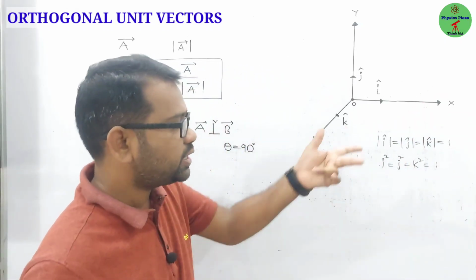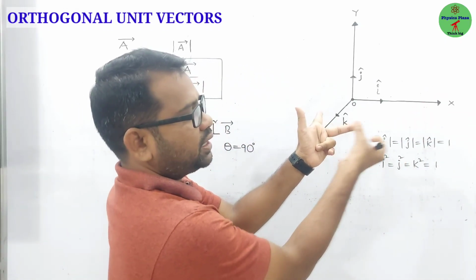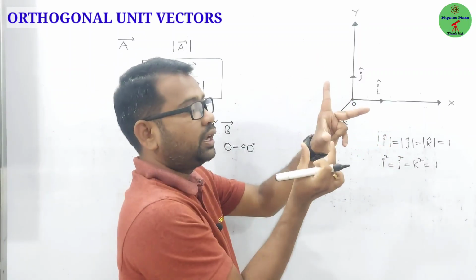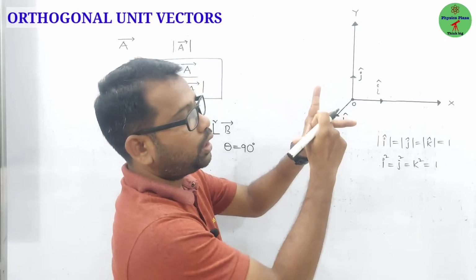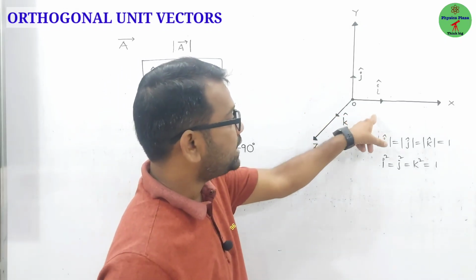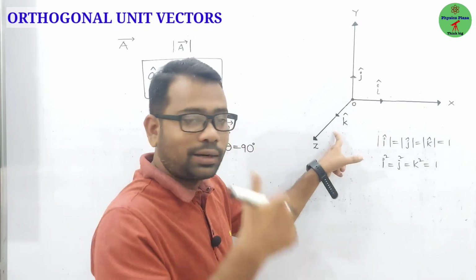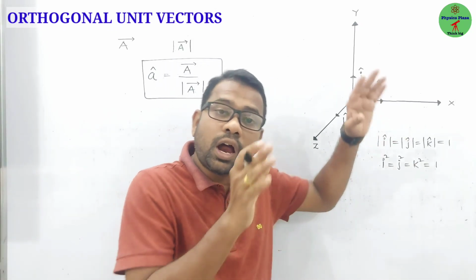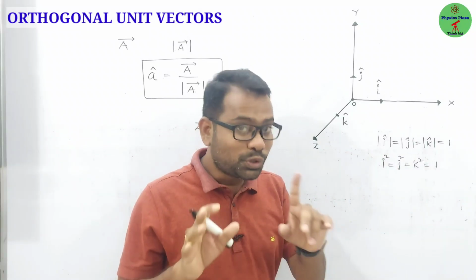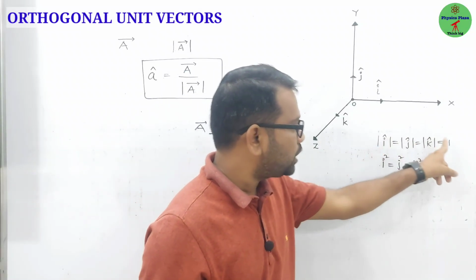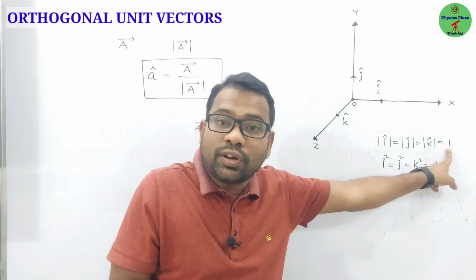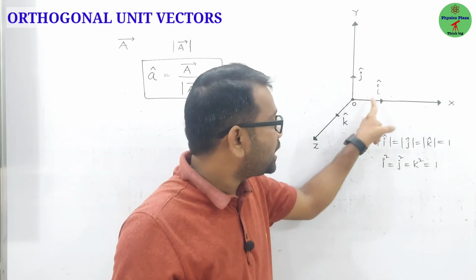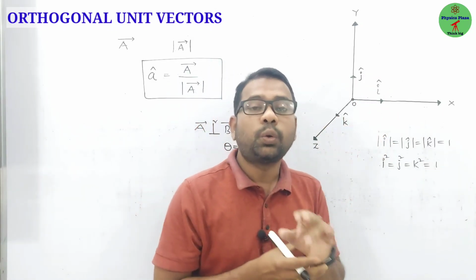But if you can see, children, here the x axis is i direction, the y axis is j direction, and the z axis is k direction. What is the angle between i and j? 90. j and k, 90. k and i, 90 only. So they are orthogonal vectors also. So these are vectors with unit magnitude and they are mutually perpendicular to each other. That's what we can call i cap, j cap, k cap as orthogonal unit vectors.